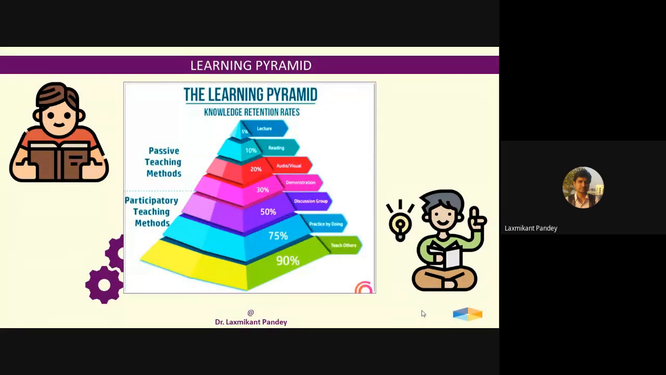And if you're doing some sort of demonstration and the students are watching that demonstration, the retention rate for the knowledge is 30%.